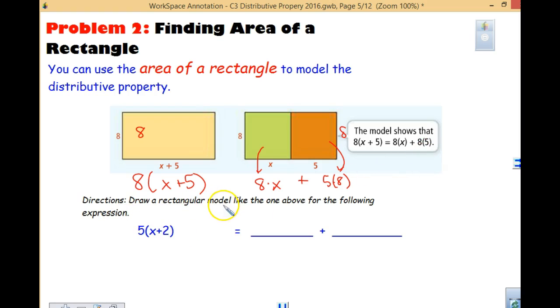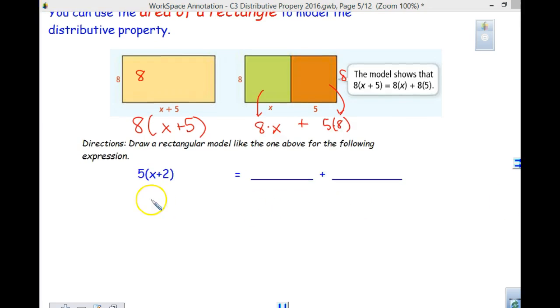So it says draw a rectangular model to show this problem. So right down here, we are going to draw a rectangle. You want to have 2 sections kind of like they did up here. So the one length here is x. This length will be 2. We don't know how long x is. We don't know if this is drawn to scale or not. But if we're finding the area, the 5 is out in front. So that's how we're going to model it.